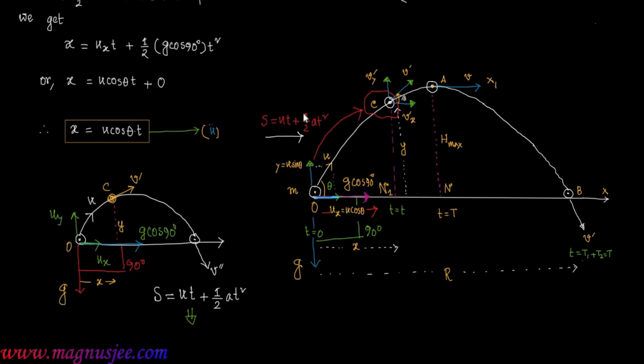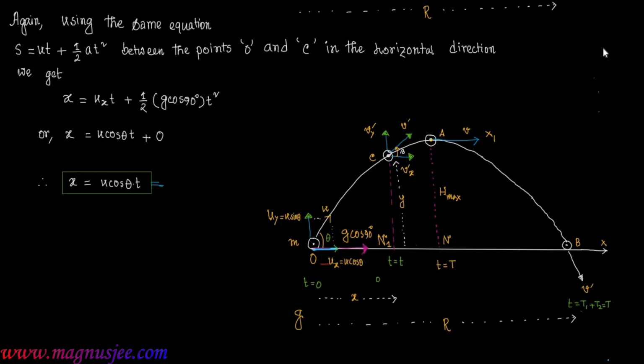Using the equation s equal ut plus half at square between the 2 points O and C, s is equivalent to x and we get x equal ux into t plus half g cos 90 degree into t square. We get x as equal u cos theta into t. This is the horizontal displacement of the projectile at the point C, at the instant small t equal t second.